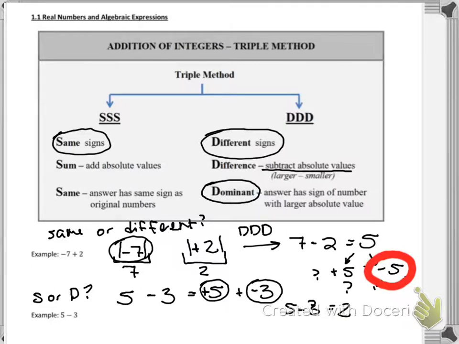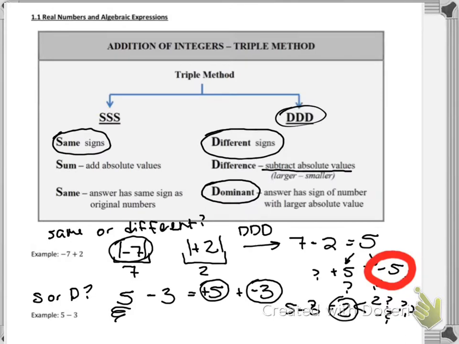Okay, and if you're worried, wait a minute, should it be 2 or should it be negative 2, and you're not really sure which one it is, you look back and say, well, which one is the bigger number? So 5 is larger than 3, 5 is positive, so therefore your final answer is positive. So far we've only seen examples with different signs. So let's do a few with the same signs.